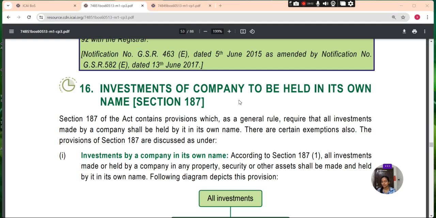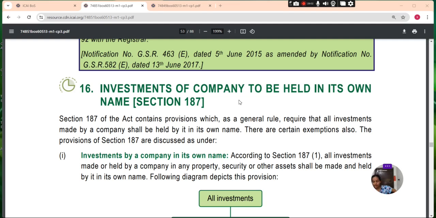Investment by a company in its own name. According to Section 187, all investments which are made or held by a company in any property, security or assets shall be made and held by it in its own name.